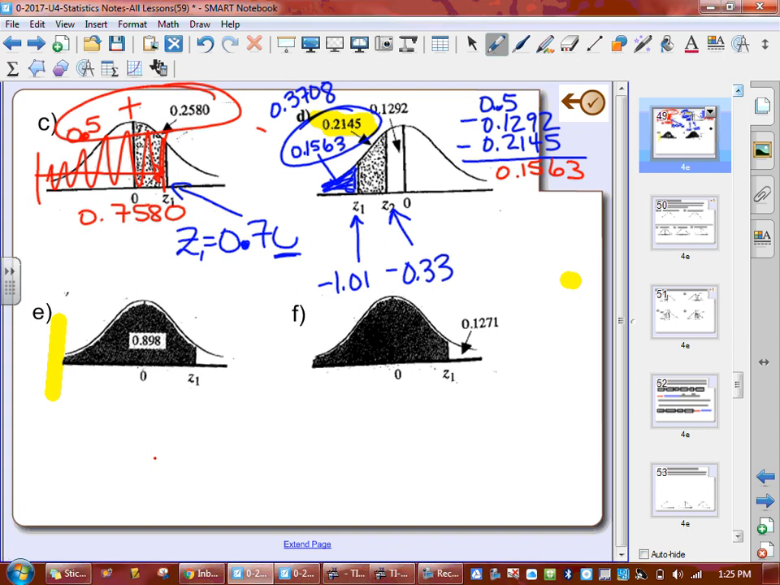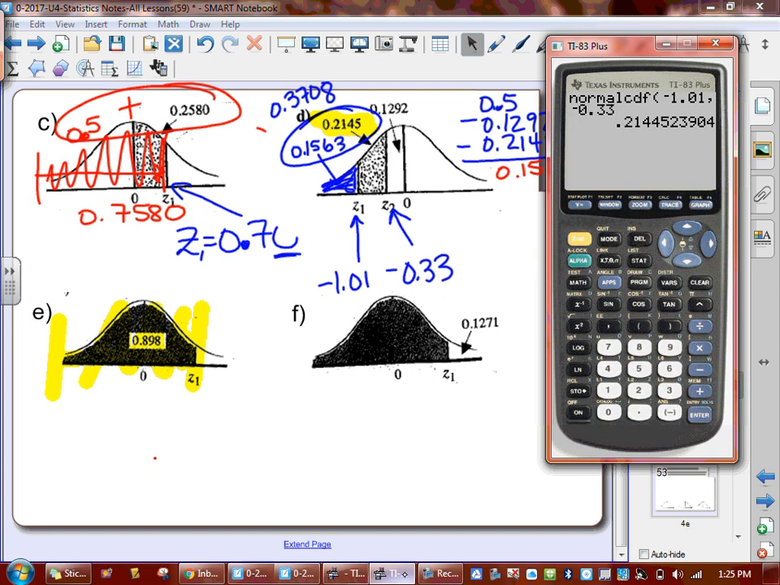Second bars, number 3. And now I punch in 0.898, comma 0, comma 1. Enter. 1.27. So I get z1 equals 1.27. Okay, I'll give you a minute.